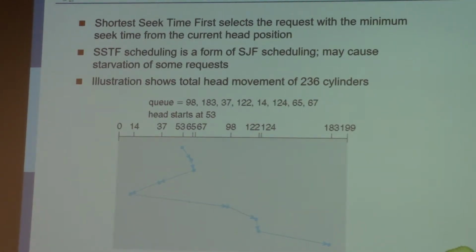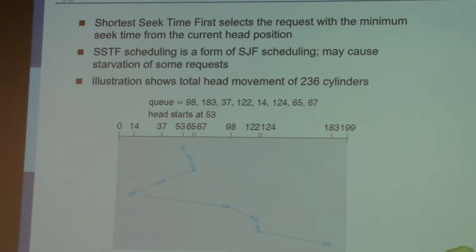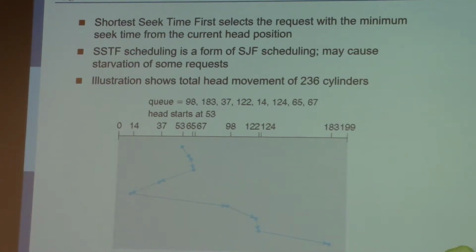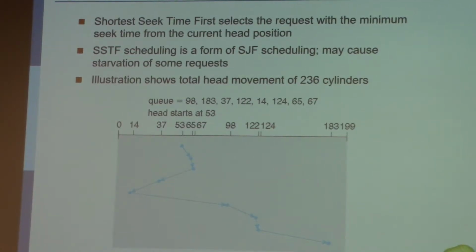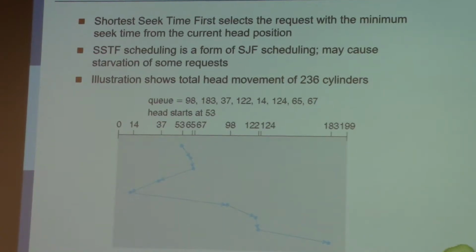Anyway, in this case, the total distance is 236. Comparing to this one, which one is better? This one is faster. So this is the shortest seek time first problem. How do you know which is the nearest one? You have to see, you need to calculate. That's the overhead. Whenever you select the next one, you need to sort this data.